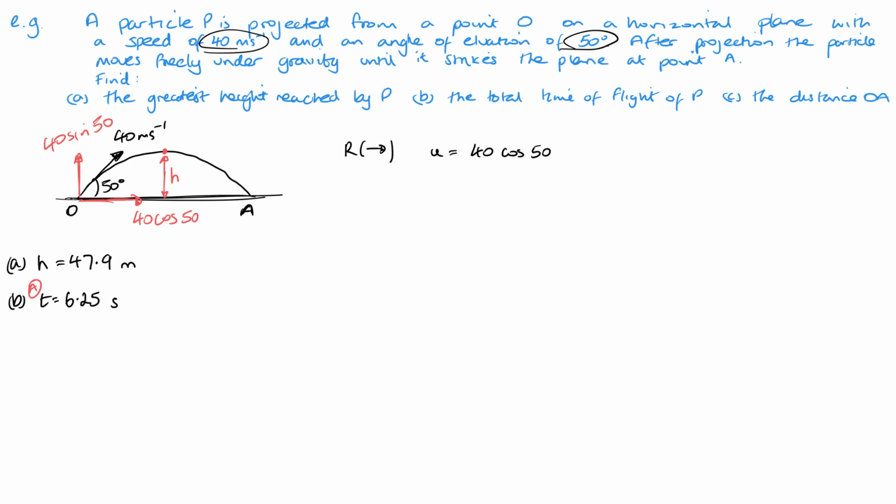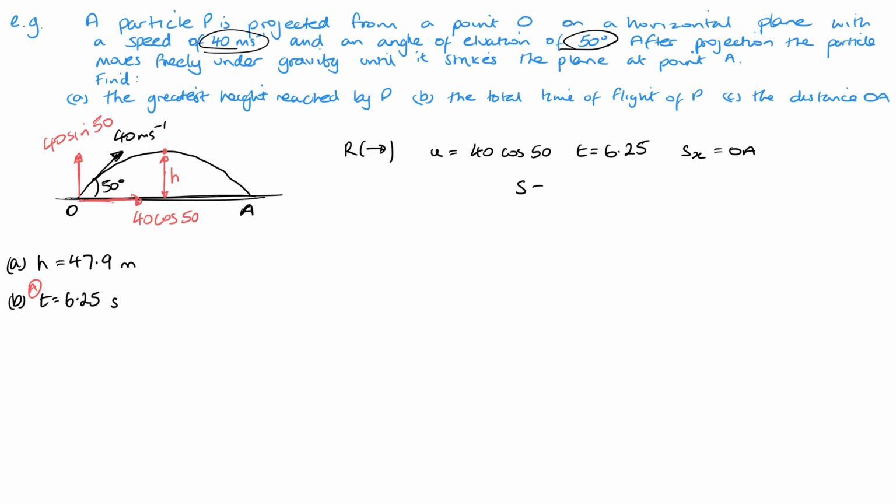There's no acceleration as gravity acts perpendicular to it, so it doesn't affect it. We know the time. Time we just worked out, so 6.25 seconds, and the distance, which is SX, that's OA, that's what we're trying to find. So we have these three things. It's just basically the speed, distance, time formula.